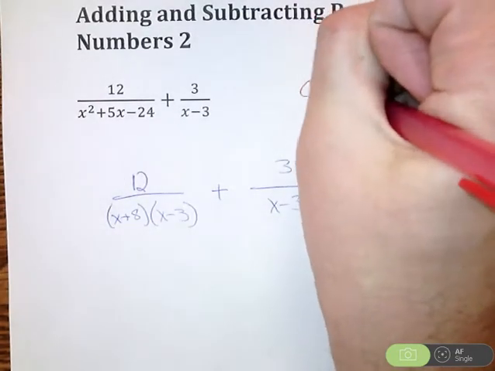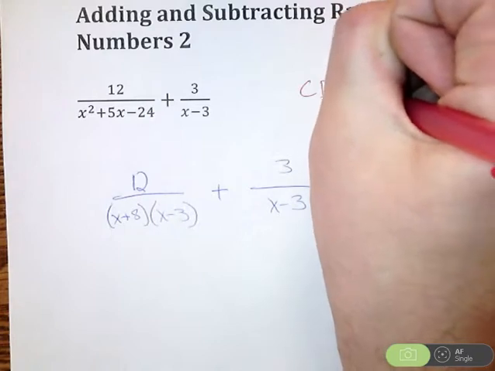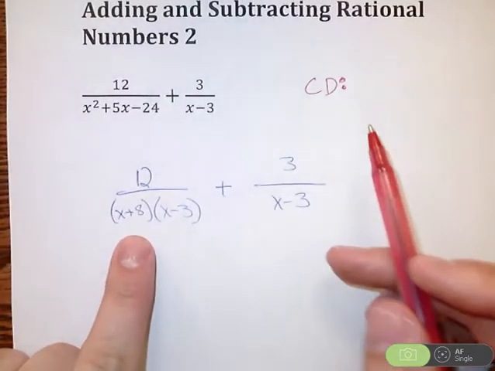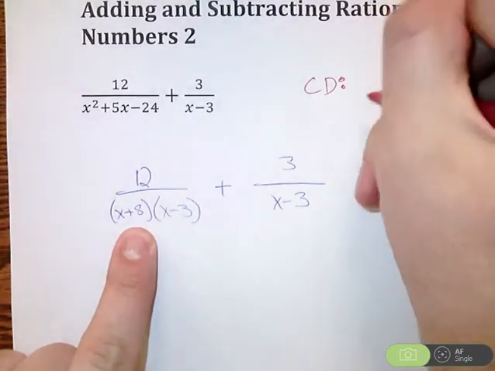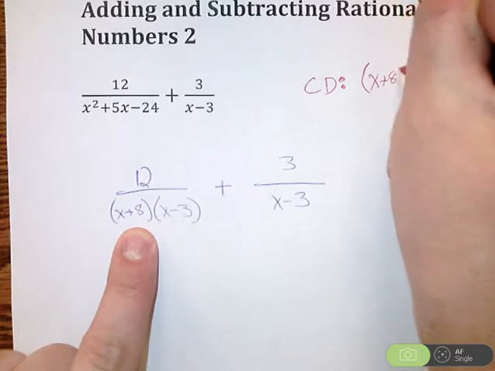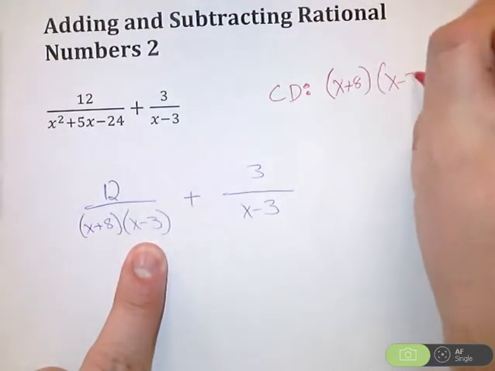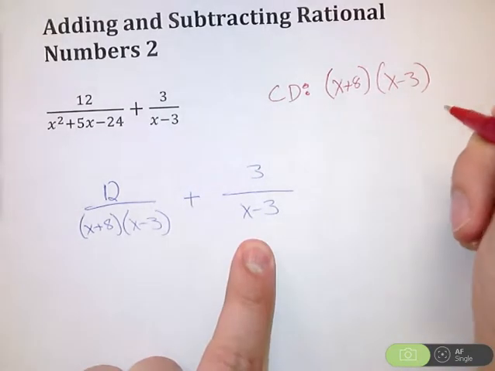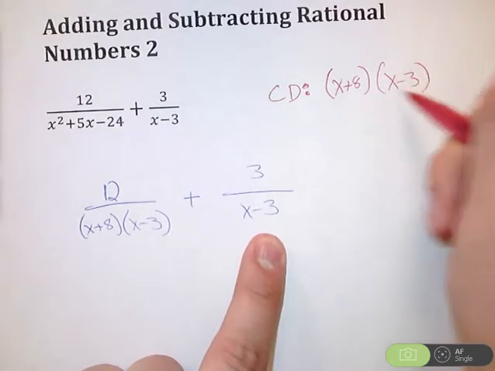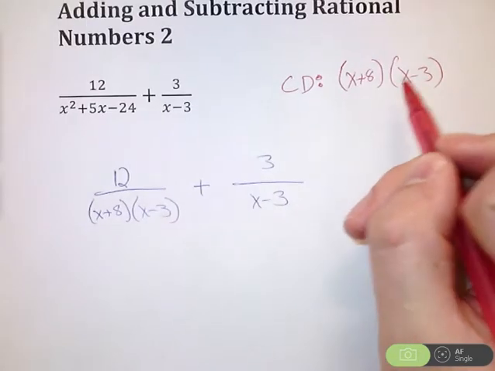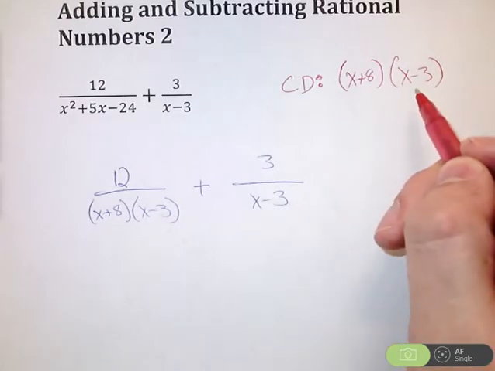So when I'm listing off my common denominator, basically what I'm going to do is list off all the factors of my denominators, but I'm not going to write repeats. And I'll show you what that means. So one of my factors is x plus 8, so my common denominator needs an x plus 8. I have an x minus 3, so I need an x minus 3. And then if I go over here, I have another x minus 3, but since I already have it written, I don't need to write it again. So my common denominator needs to look like x plus 8, x minus 3.